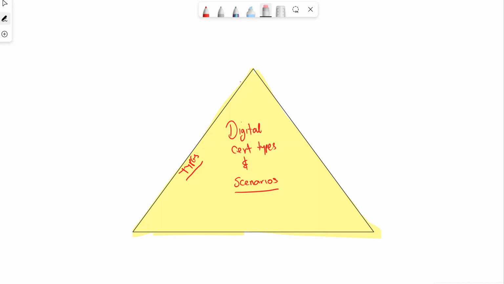So let's just say that our organization is growing like any other organization. And typically, the different types of digital certificates that are available to us, well, there's three different ones that are available. We've got wildcards, we have extended validations, say EV for short, and then we have multi-domain, right?